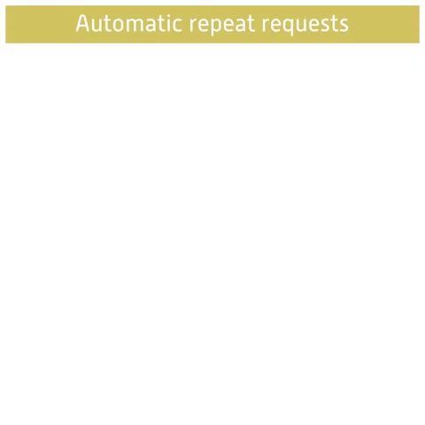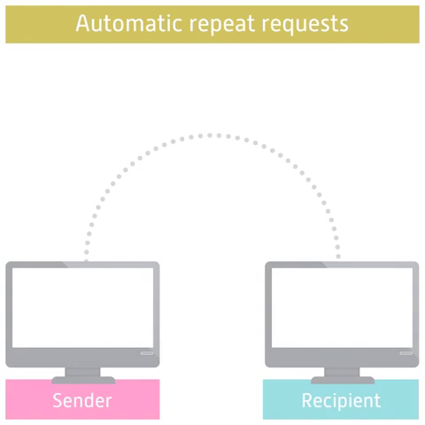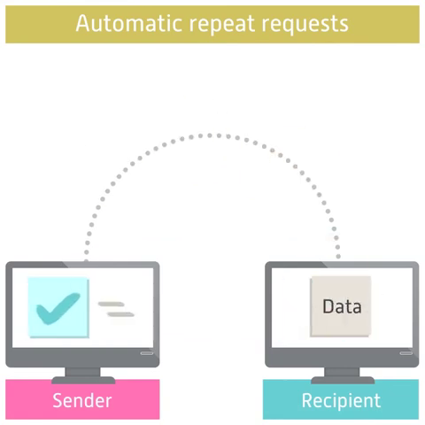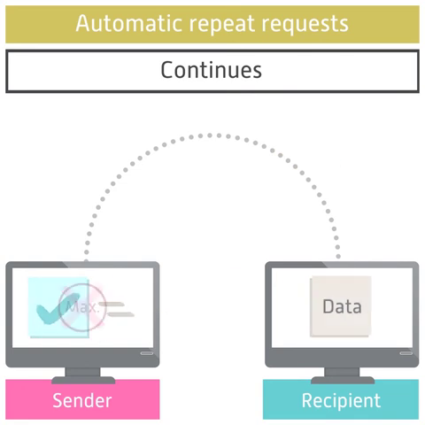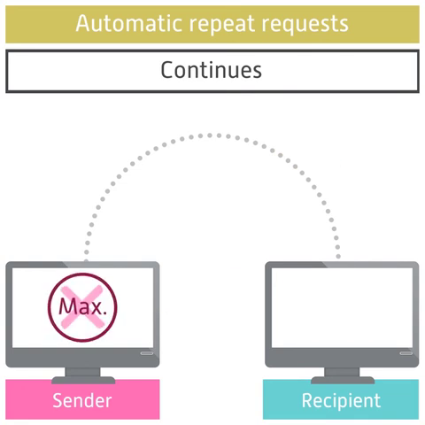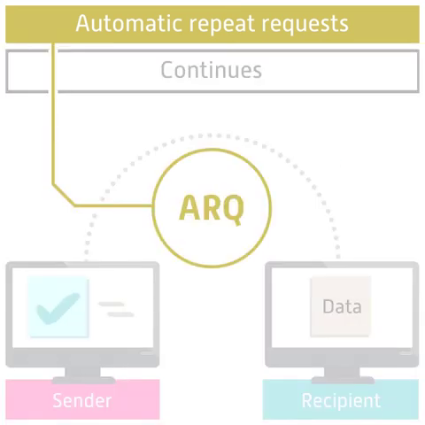If a system is using automatic repeat requests, the recipient sends an acknowledgement to the sender after receiving each piece of data. If the sender does not receive this acknowledgement, it assumes the data was lost and sends it again. This continues until either an acknowledgement is received or the maximum number of attempts have been made. Oddly enough, automatic repeat requests is abbreviated to ARQ.